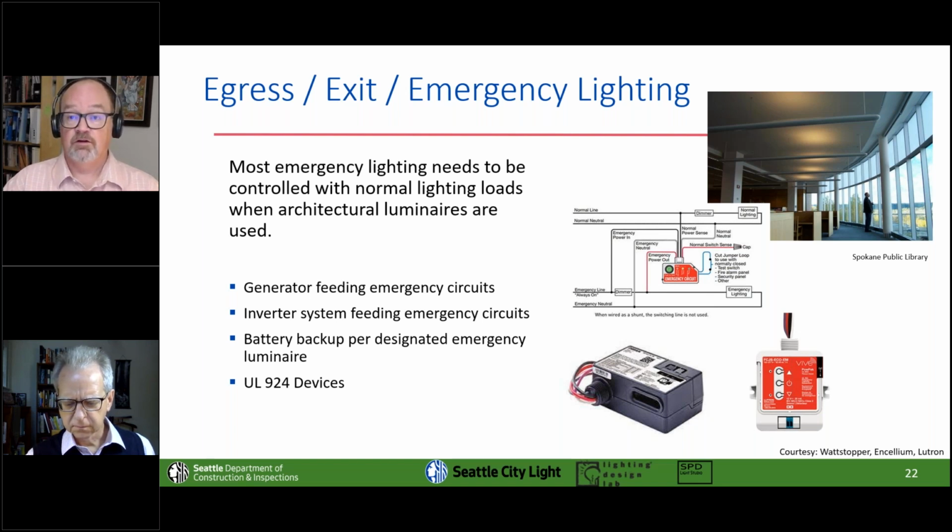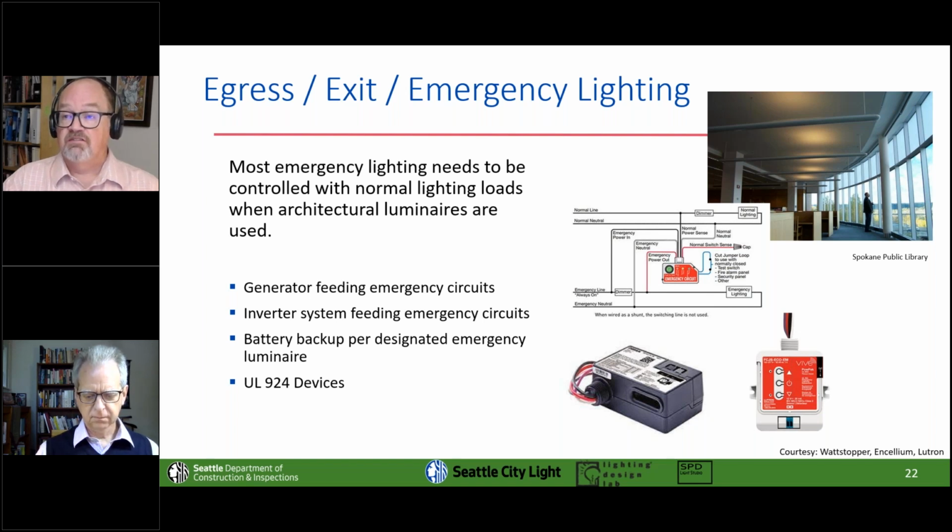So today, basically all of this light needs to be controllable along with the rest of the architectural lighting. So if you're using architectural lighting for emergency or egress or exit lighting, it needs to be controllable somehow. Most commonly, that has been done either with things like Bodine backup battery or some kind of generator feed.